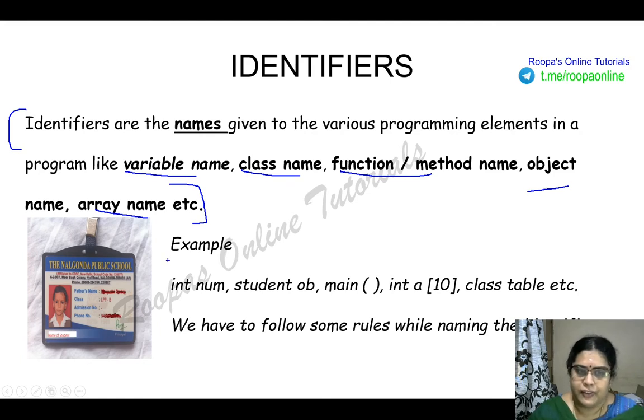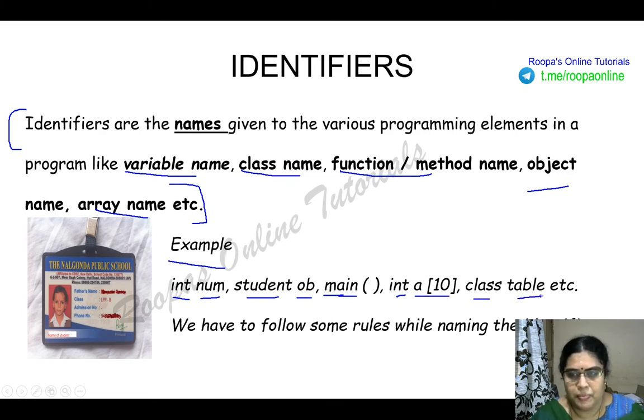And then we have an example here. Here it is int num, then we have Student OB. This is a data type, this is a variable name. Here we have Student, which is a class name, and OB is the object name. And main with two parentheses is a function name. Then we have int again, but with a square bracket, so that's an array name. And then we have class Table, and that's a class name. As you are learning the language and writing more and more programs, you will find this very easy and simple.